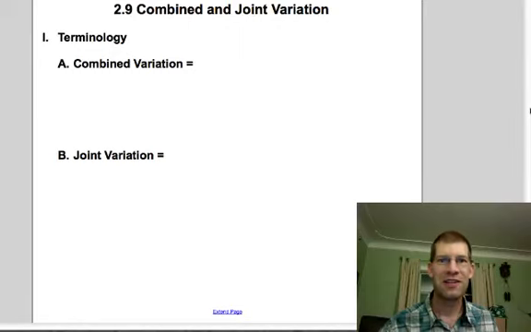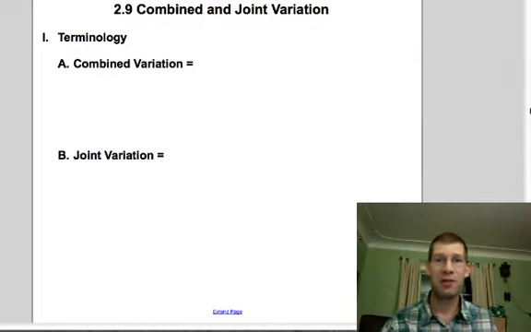Hi, so we're up to the last section in Chapter 2, Section 9, Combined and Joint Variation. And there's a couple new terms that we're starting out with at the beginning, but other than that, it's really just taking what you've already done and applying it to where we'll now have three or more variables. So the first thing is terminology, and I want to define combined variation and joint variation.